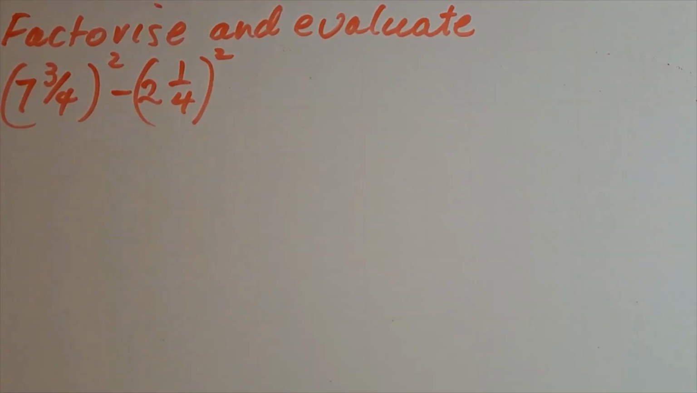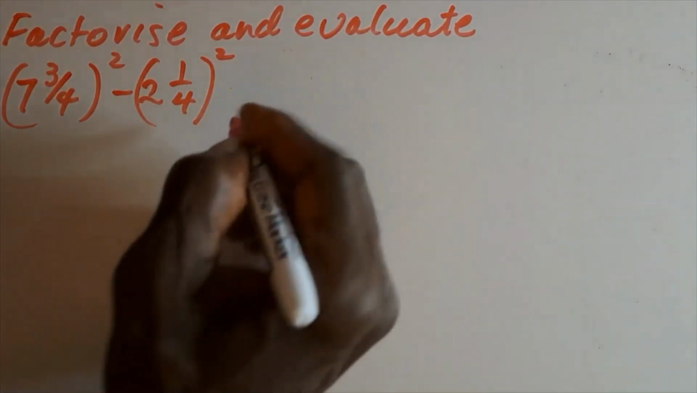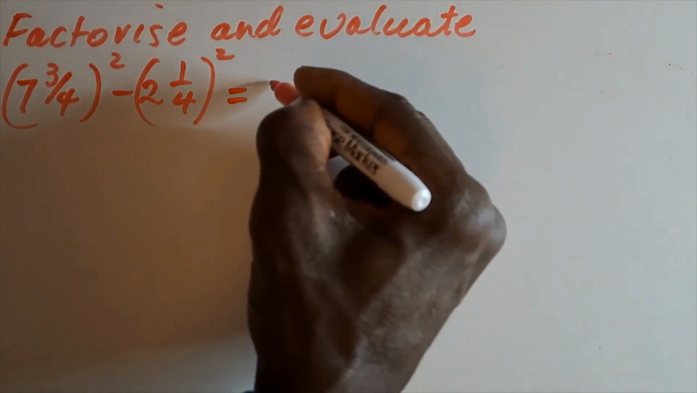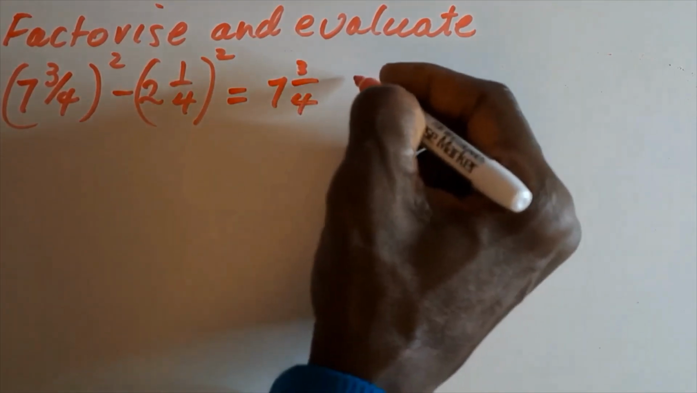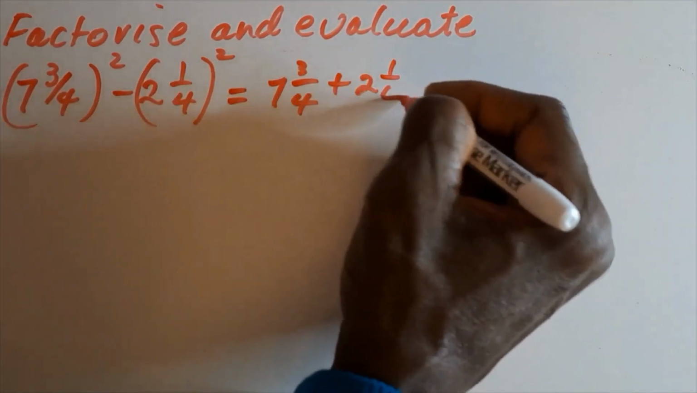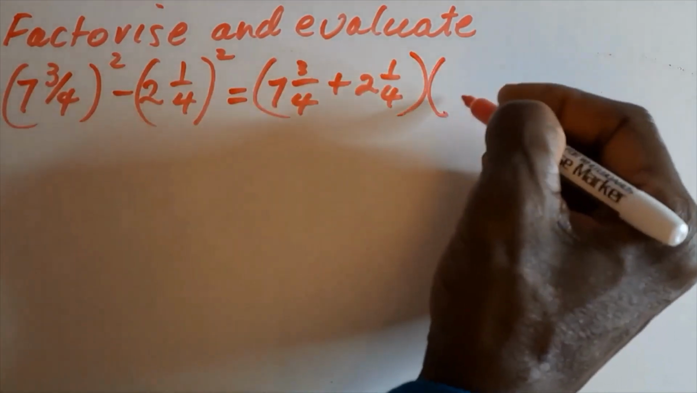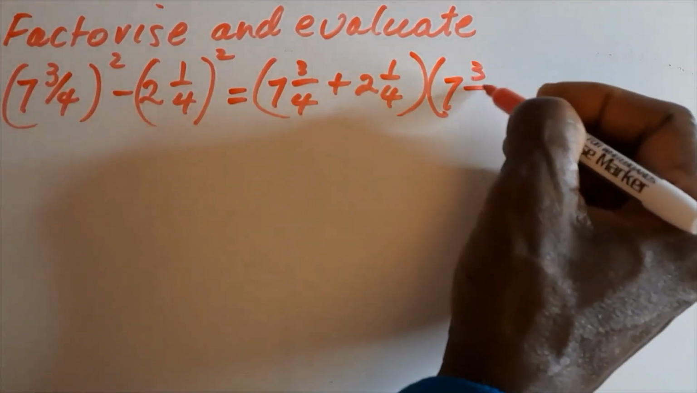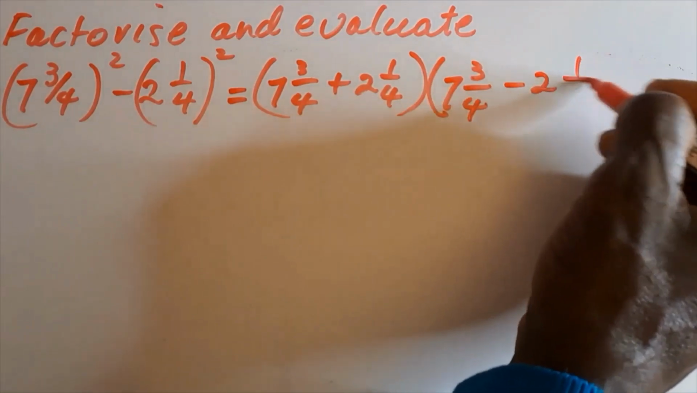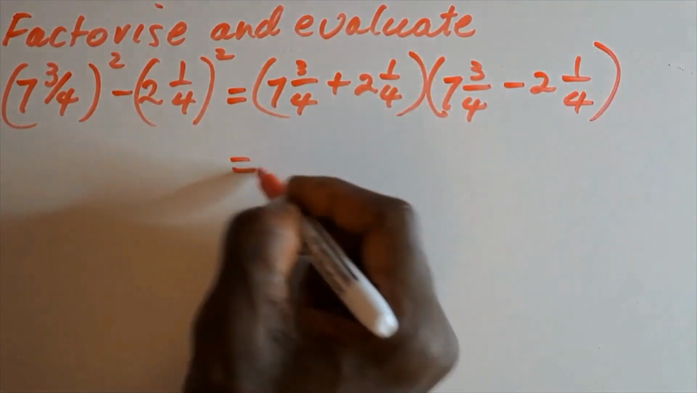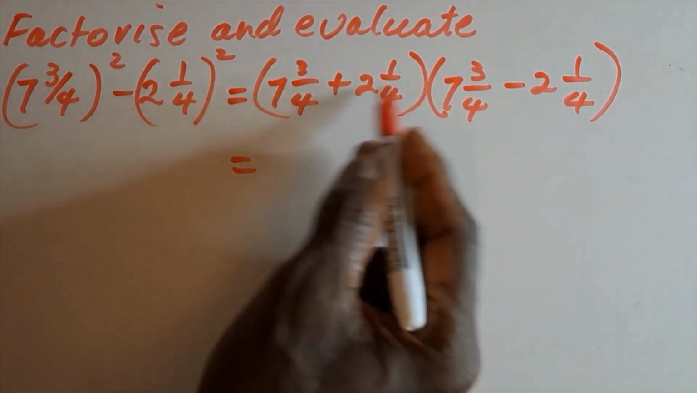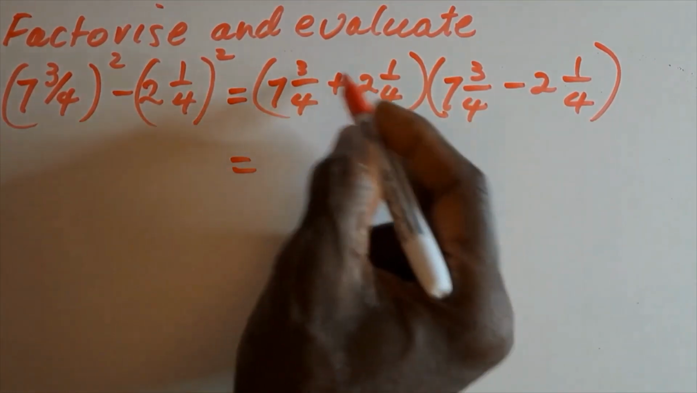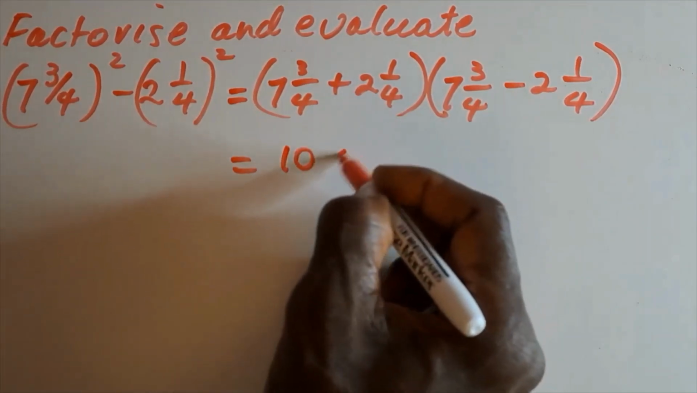Hello. Factorise and evaluate this expression. Here we have a difference of 2 squares. So we can factorise it as 7 3/4 add 2 1/4, multiply this by 7 3/4 minus 2 1/4. Now this 7 add 2 is 9, and 3/4 add 1/4 is 1, so this evaluates to 10.